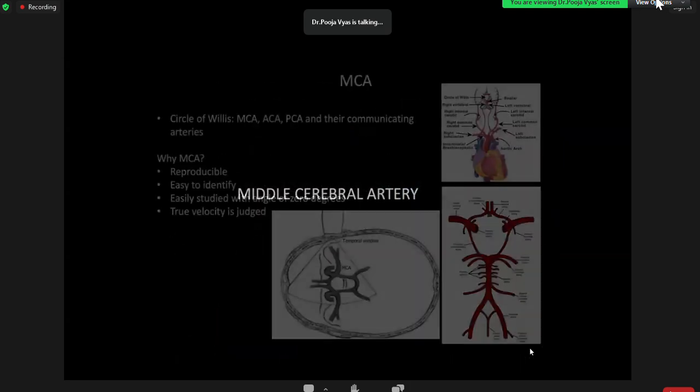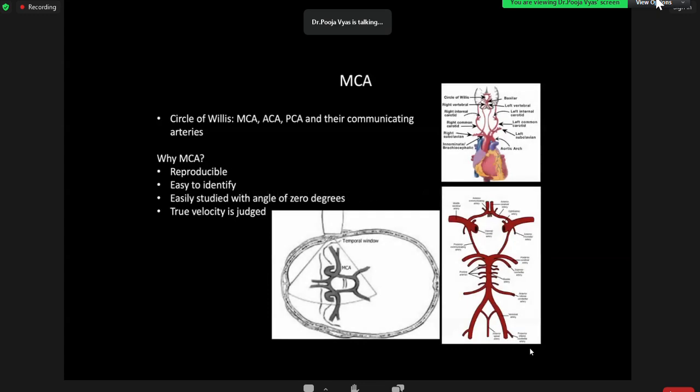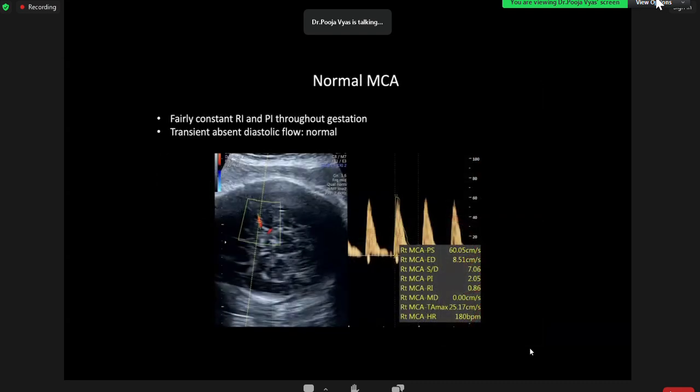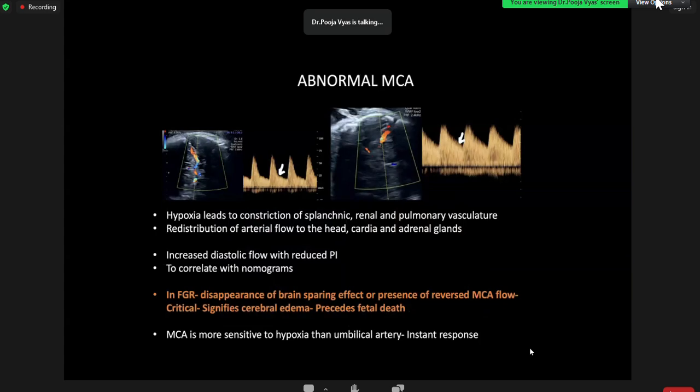Now moving on to MCA. MCA is a very important blood vessel and it's very easy to scan, and the angle is generally 0 degrees, and the RI and the PI are fairly constant throughout the gestation, and transient absent diastolic flow is normal. Now, an abnormal MCA happens in a case of hypoxia. In that case, there is increased diastolic flow, there is reduced PI, and MCA is more sensitive to hypoxia than umbilical artery. So we are immediately going to see all these changes.